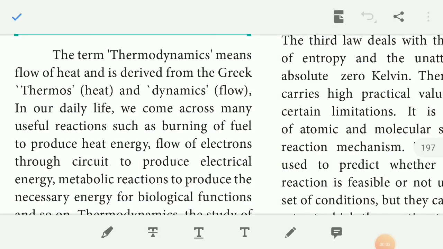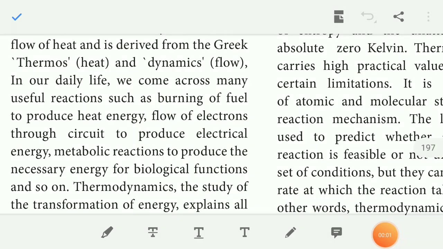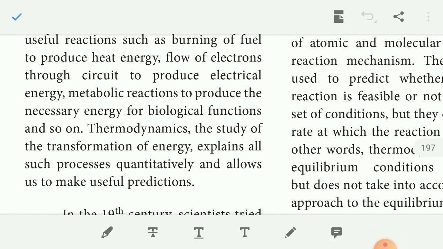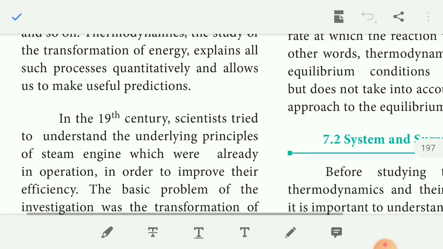The term thermodynamics is derived from Greek. Thermo means heat and dynamic means flow. So thermodynamics means flow of heat from one place to another. In our daily life, we come across many useful reactions such as burning of fuel to produce heat energy, flow of electrons through a circuit to produce electrical energy, and metabolic reactions to produce the necessary energy for biological function, and so on. Thermodynamics, the study of transformation of energy, explains all such processes quantitatively and allows us to make useful predictions.